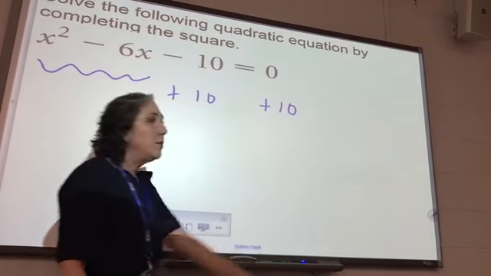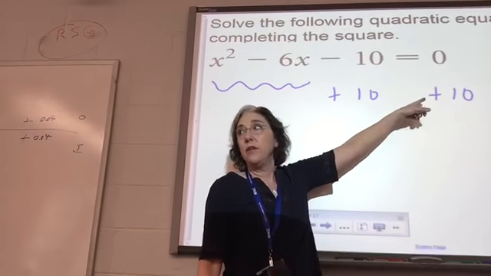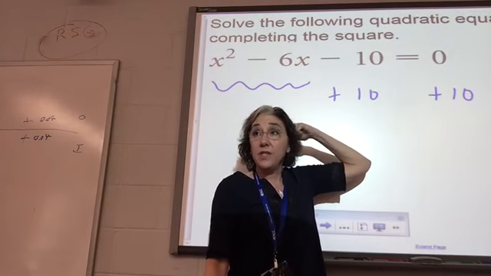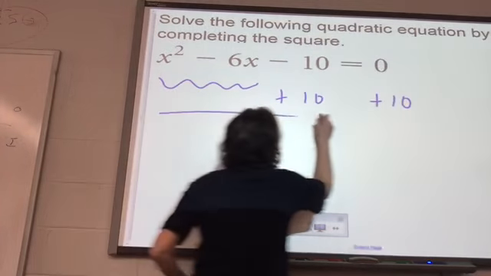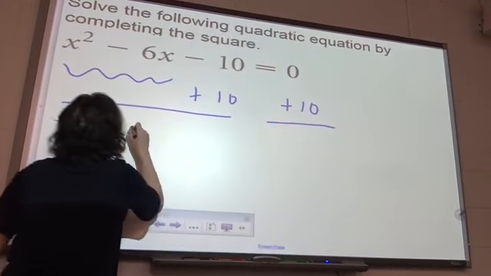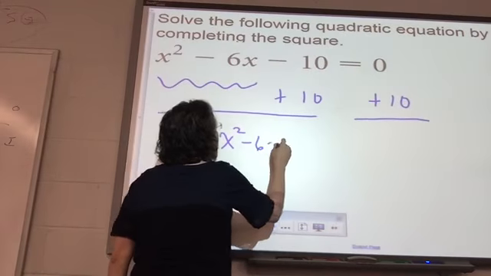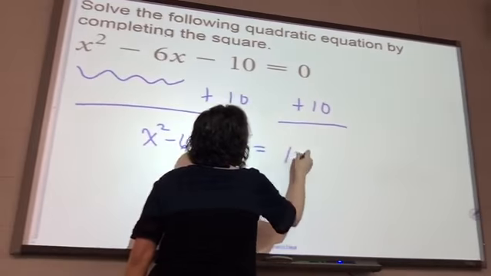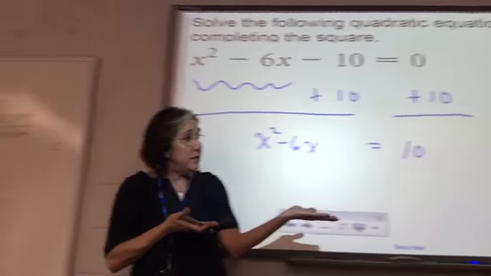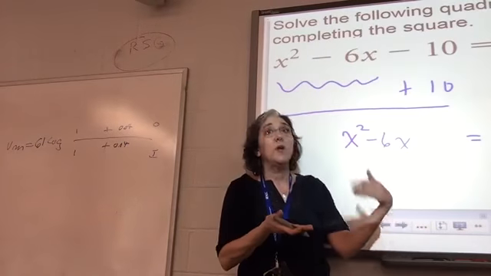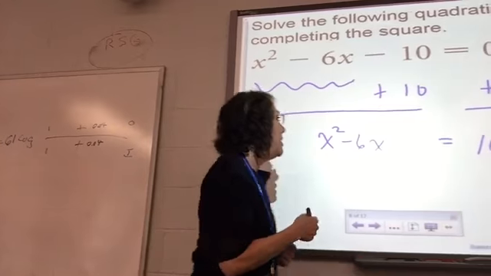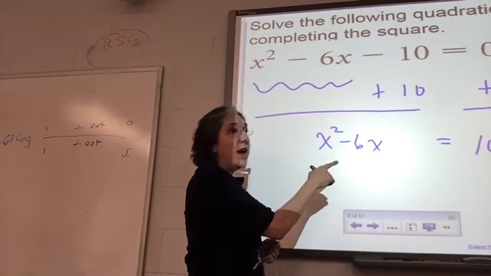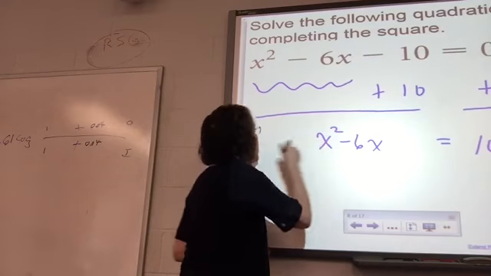Sometimes, in some of your problems, the number is already over there. But if it's on the left side with your variable expression, just get it out of your way. Remember, with equations, you're always keeping everything balanced. Everything we do to one side, we do to the other, unless all we're doing is factoring or simplifying. Okay, now we figure out what number completes the square.